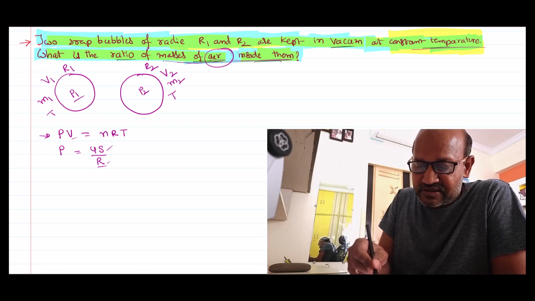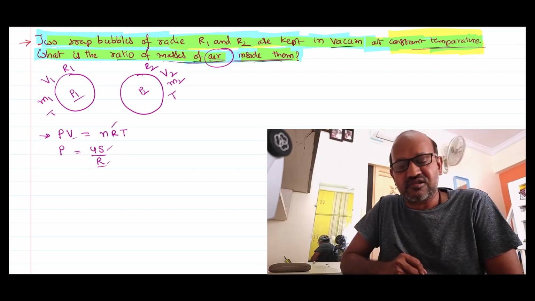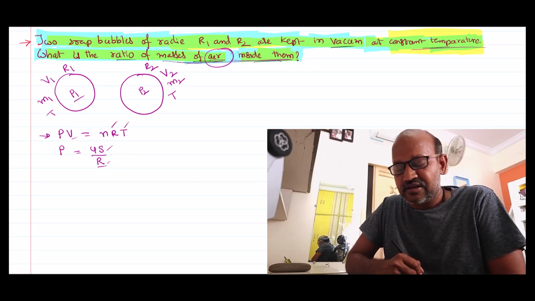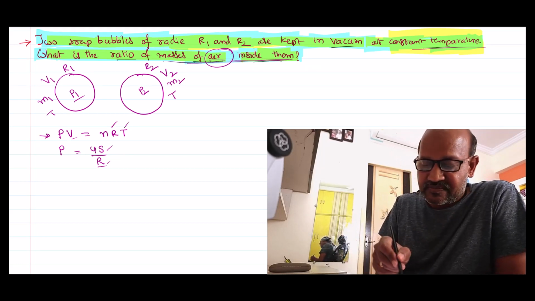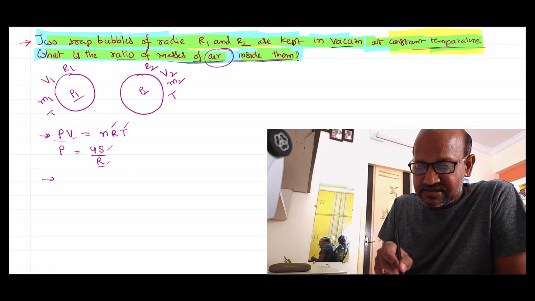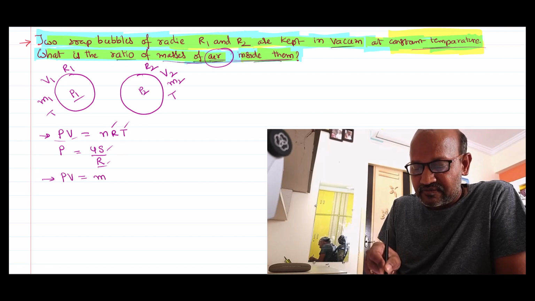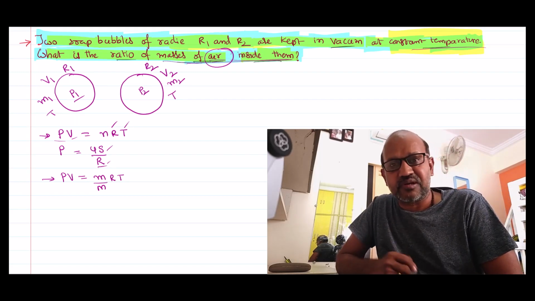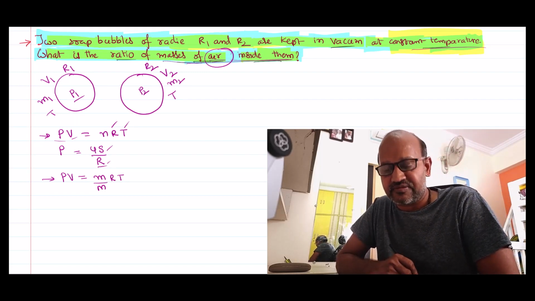Volume is different. The universal gas constant is constant for all the gases in the air. Temperature is also given as constant. So I can rewrite this ideal gas equation as PV equal to n, the number of moles, which can be written as mass by molecular weight, times RT. Because we want masses, I am writing the equation in terms of masses.